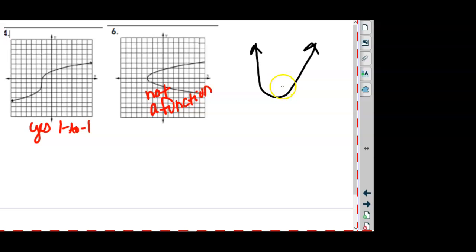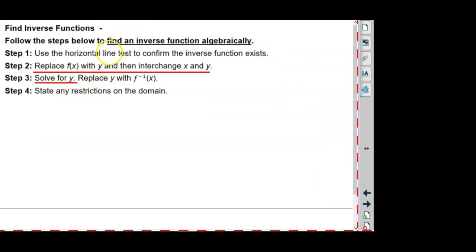Is this parabola a function? Yes, this is a function, but is it one-to-one? No. So therefore, its inverse, which would, by the way, look like this, is not a function, unless we restrict the domain. Like we could talk about the left half only or the right half only, and then it would be one-to-one.